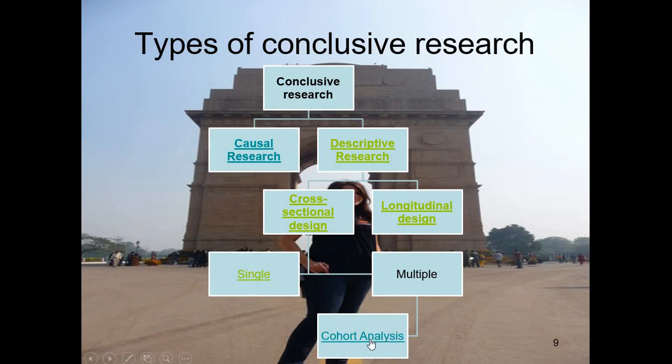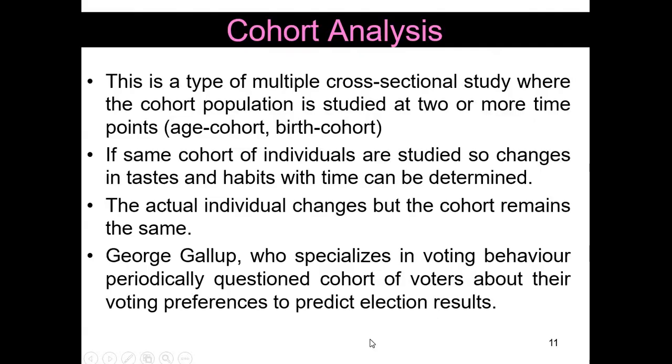Ultimately, under multiple cross-sectional design, we had another option, cohort analysis. Let us look at it. This type of multiple cross-sectional design study is where the cohort population is studied at two or more time points, that is, an age cohort or birth cohort. Age cohort means a group of people who are of the same age, or a birth cohort, like a group of people who were born on a particular day.